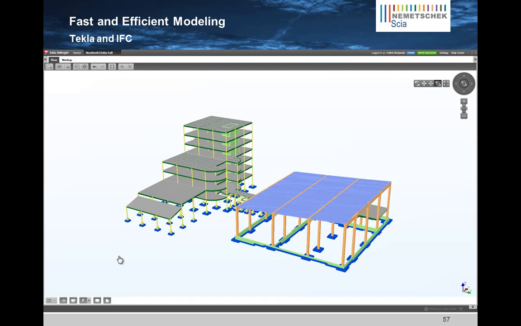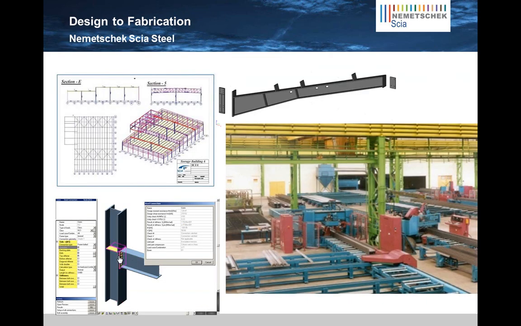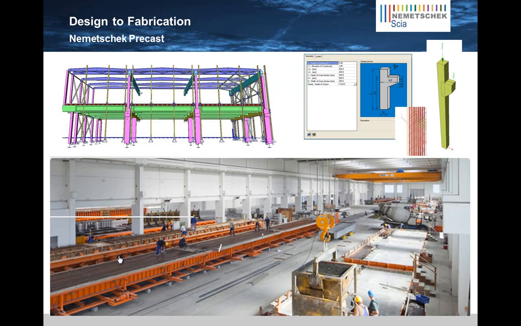Now, because Haskell has a steel fab shop, we also showed them how they could easily move from engineering directly into fabrication and not have to go back through Revit. This optimized steel model could then be used to help Haskell plan production and to drive the machines in the fab shop. This direct-to-fabrication is something that Nemetschek is doing both in steel as well as in precast concrete.